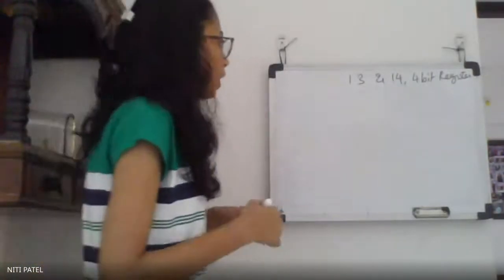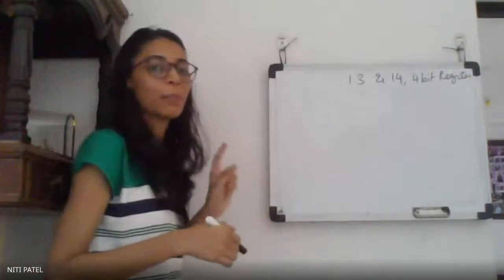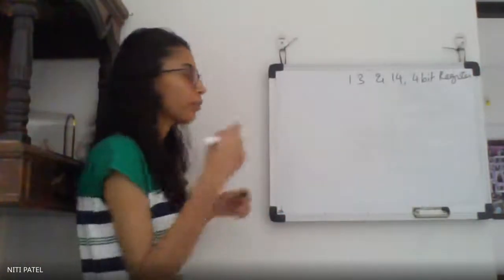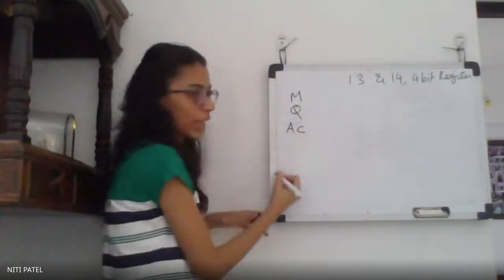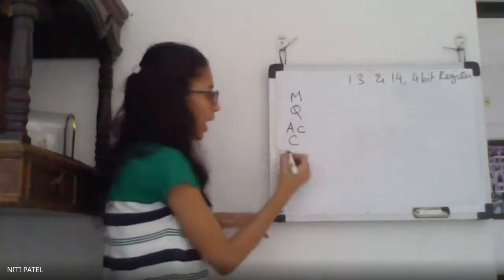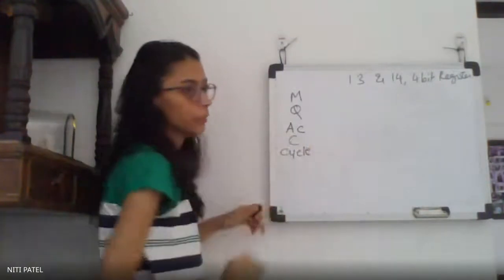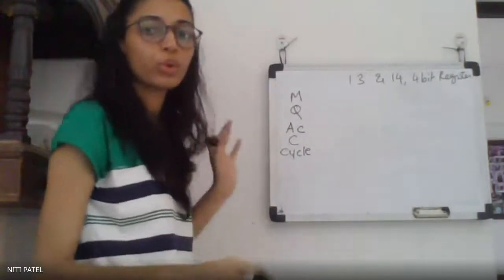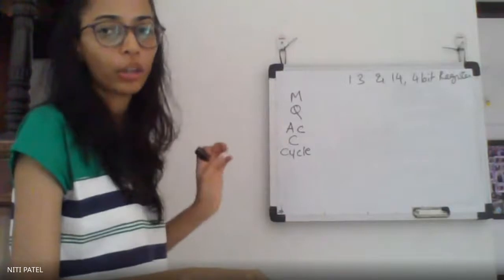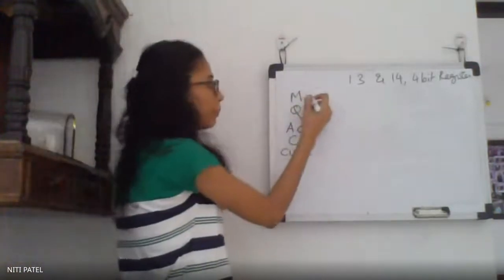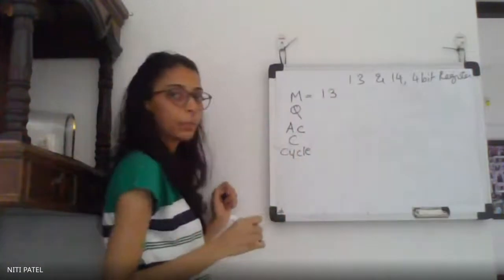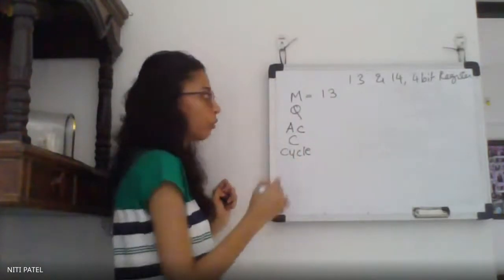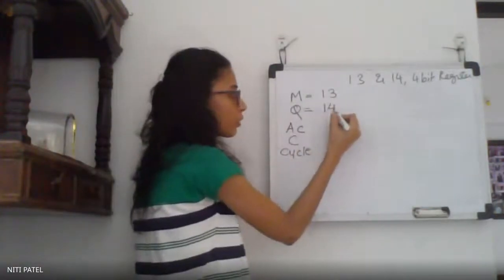Now, what is the initial step that we have to do over here? Identify M, identify Q, write the value of AC, write the value of C, and write the value of cycle. This is the first step that you have to do when you start doing the algorithm. So tell me, what is your M? It is the first number, which is 13. So multiplicand is 13. What is the multiplier? The second number, which is 14.